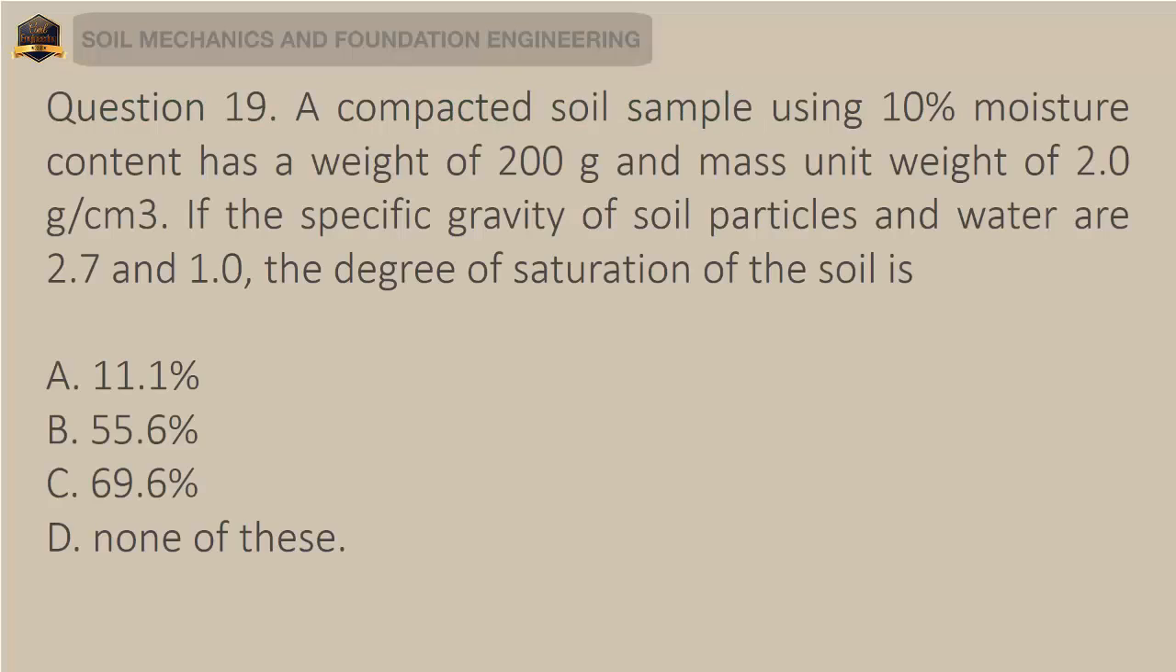Question 19. A compacted soil sample using 10% moisture content has a weight of 200 grams and mass unit weight of 2.0 grams/cm³. If the specific gravity of soil particles and water are 2.7 and 1.0, the degree of saturation of the soil is A. 11.1%. B. 55.6%. C. 69.6%. D. None of these.